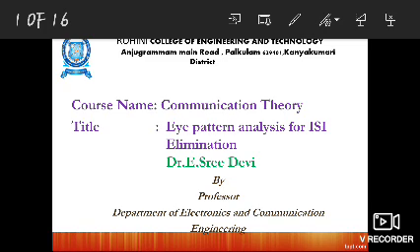In this session, we will learn about eye pattern analysis for ISI elimination. On completion of this module, the learners will be able to understand the eye pattern analysis to calculate the inter-symbol interference elimination.